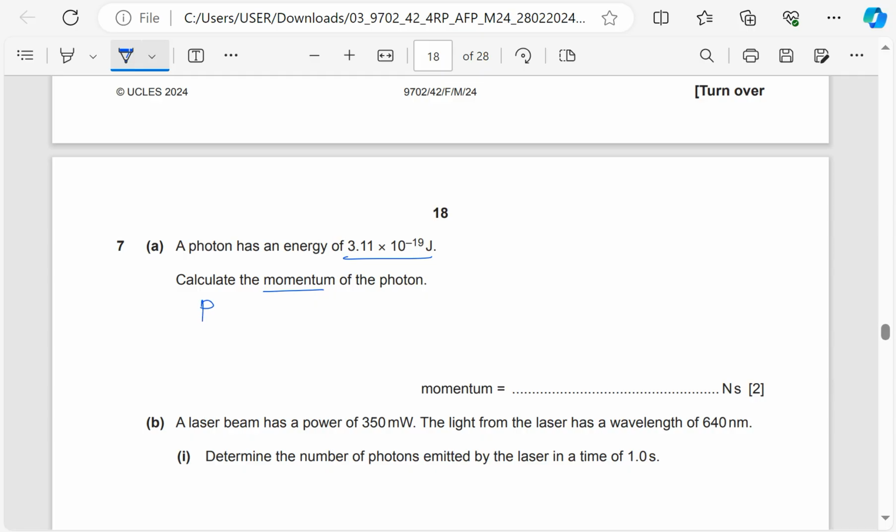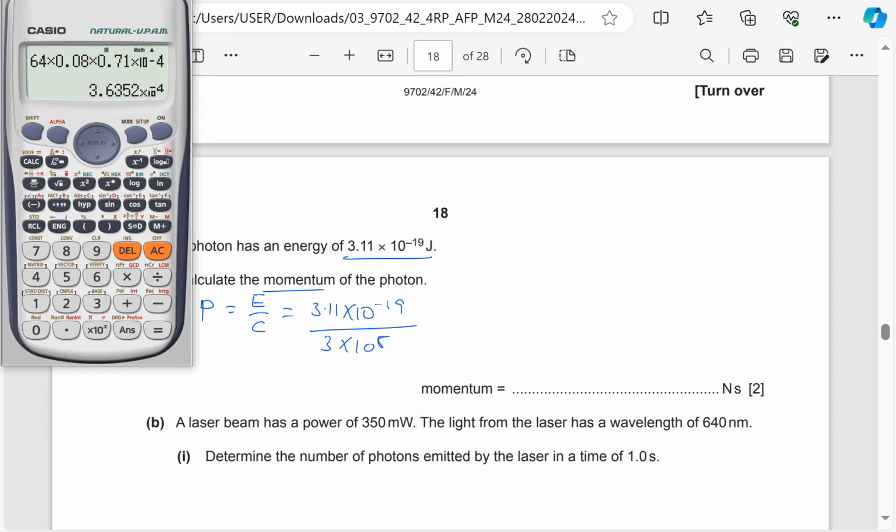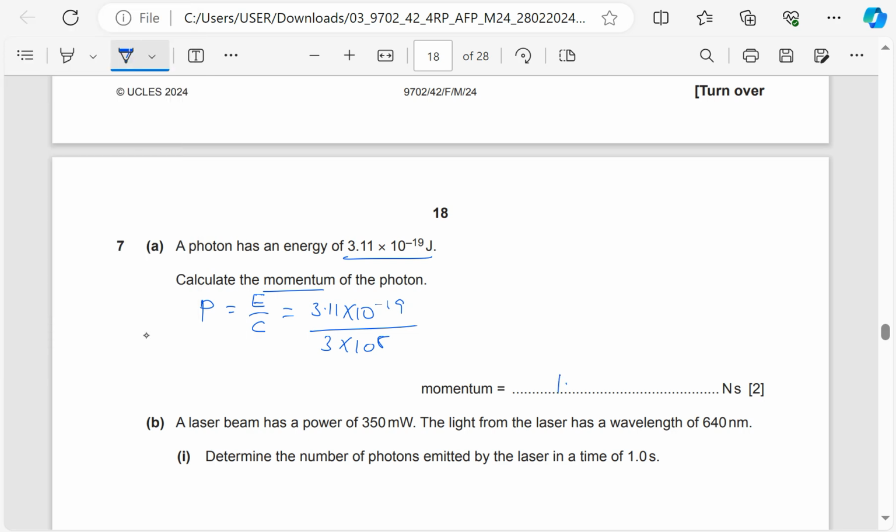We know that momentum of a photon, I'll use small letter p, is equal to energy divided by c. Energy is 3.11 times 10 to the power of minus 19 divided by c, which is 3 times 10 to the power of 8. So 3.11 exponent minus 19 divided by 3 exponent 8. They want the answer in Newton seconds, so I'll just write 1.04 times 10 to the power of minus 27.